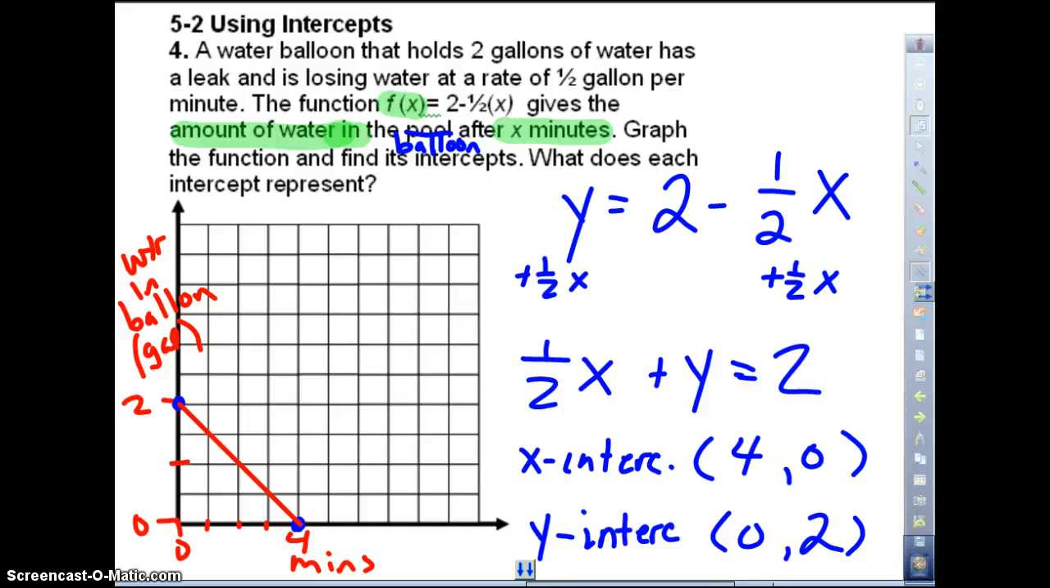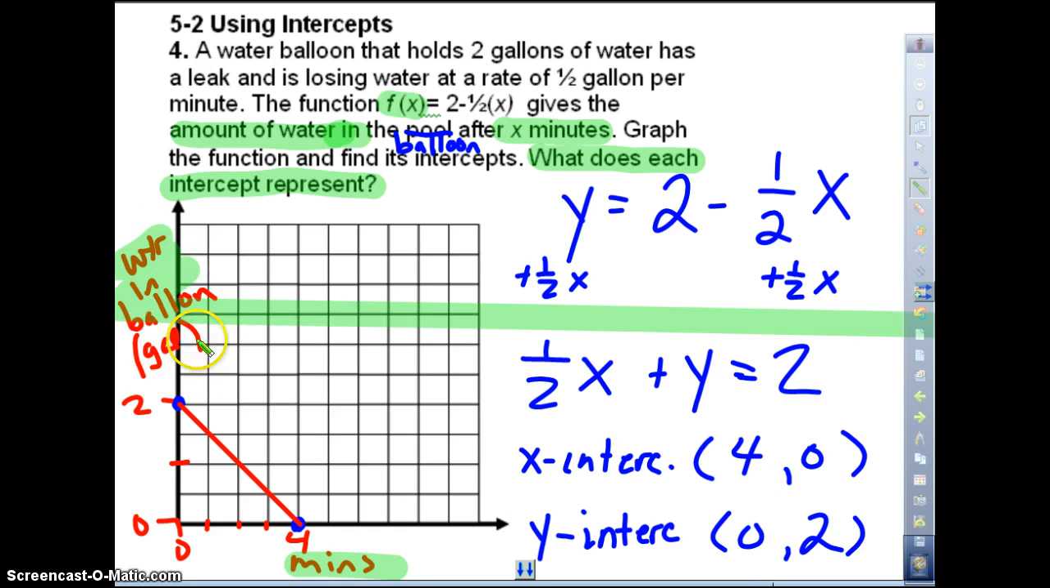Graph the function and find its intercepts. All right, I found the intercepts. I have an x-intercept of that and a y-intercept of that. They want to know, what does each intercept represent? Okay, you have to be careful here because I'll see this every year. I'll have somebody say, well, your y-intercept is minutes and your x-intercept is gallons of water in the balloon. And that is not correct.